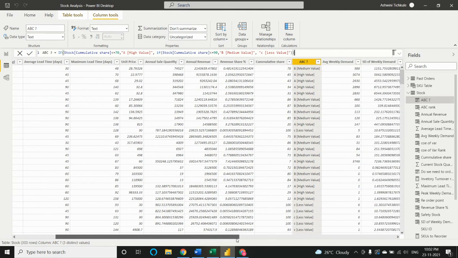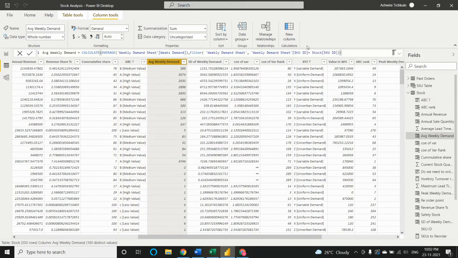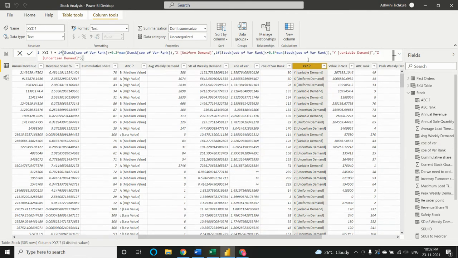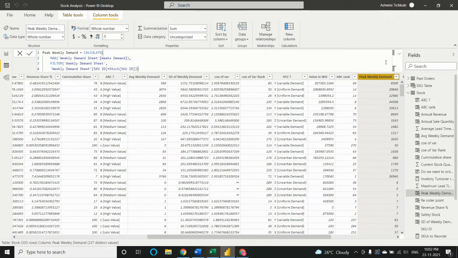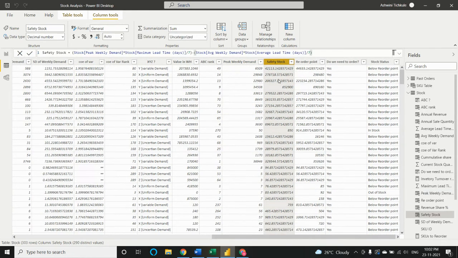After this, the average weekly demand. For this, I have written this query. Then SD of the weekly demand, the standard deviation of the weekly demand, and the coefficient of variation, rank XYZ, the same as the ABC value in WH. Then ABC rank, then peak weekly demand. After that, safety stock, reorder point.